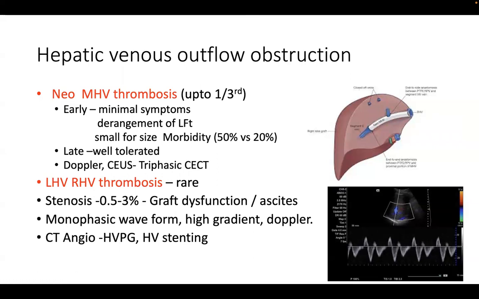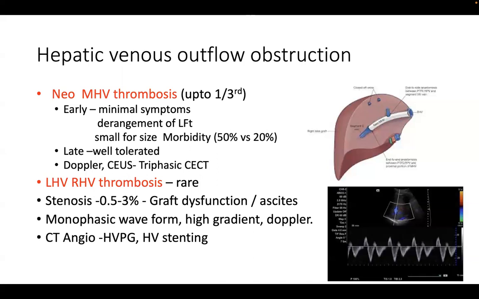It occurs in up to 1/3 of the patients within the first 3 to 6 months after surgery. When it presents early, it is a serious complication. When neo-MHV thrombosis occurs early in the postoperative period, they can have a varied course. Some patients, if you have a dominant right hepatic vein and a less dominant MHV, and with good collateralization, may have minimal symptoms. The patient may have just mild derangements of liver function, or sometimes, if there's a dominant MHV with poor collateralization, it can present in a very dramatic way.